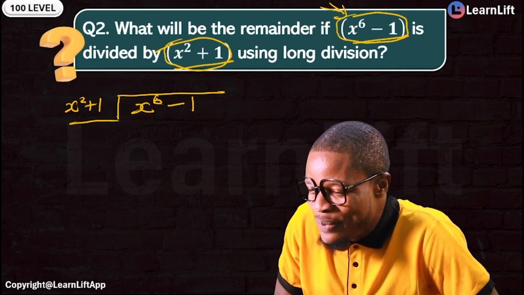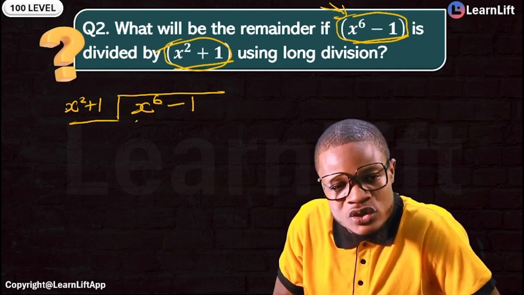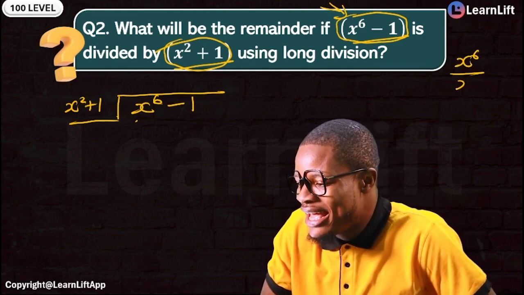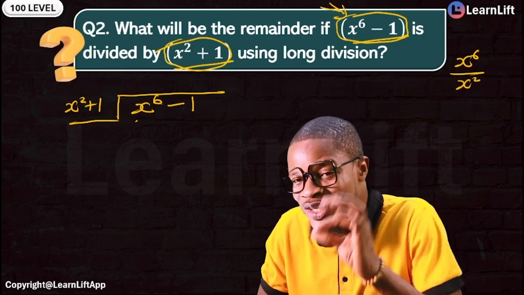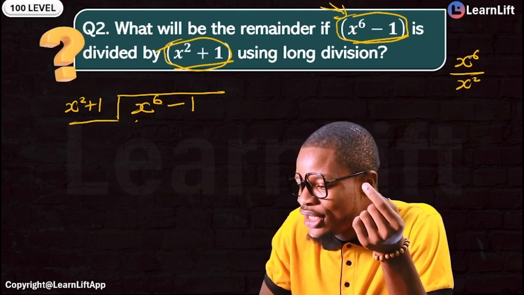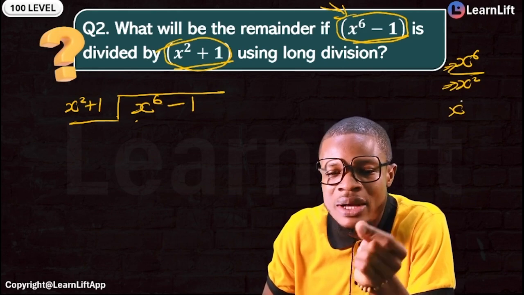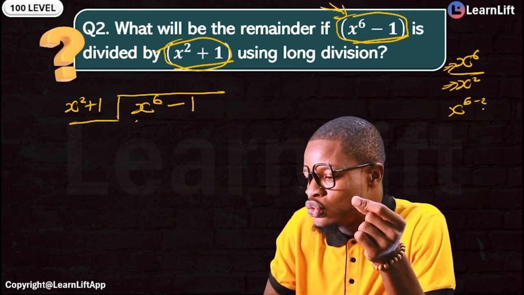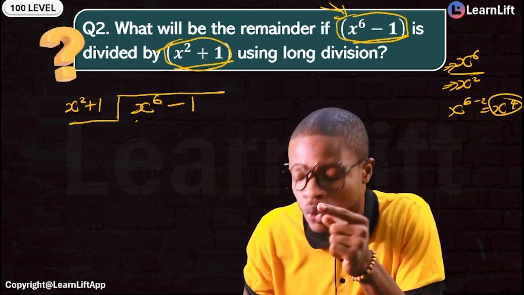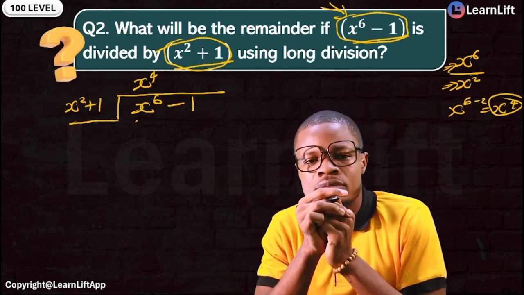What's your x raised to the power of 6? First thing is that you take x raised to the power of 6 and divide it by x squared. That's why the knowledge of indices is very important here. In indices, if the bases are the same, pick one of the bases, that's x, and subtract the powers since it's division. 6 minus 2 gives you x raised to the power of 4. If you write x raised to the power of 3, you are wrong.